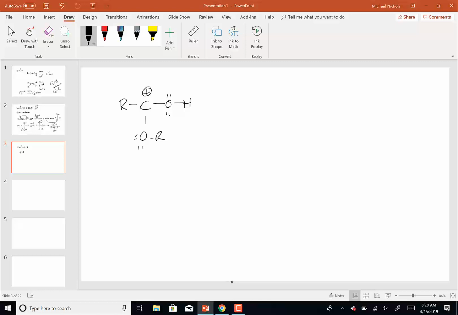Okay, so we got that carbocation. And that carbocation actually has a couple of resonance structures you can draw for it. If you were to take the lone pair off either the OH or the OR, you could form a double bond. So this doesn't look like it's very stable, but it actually is because it's got two more resonance structures.